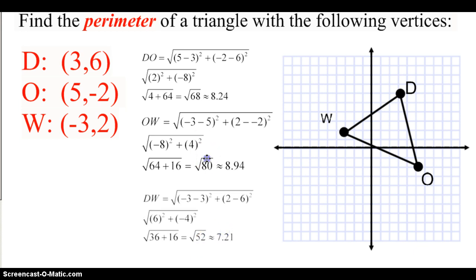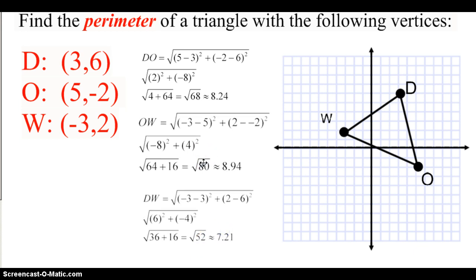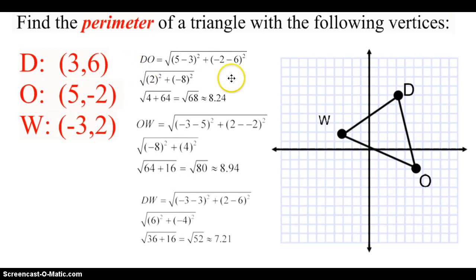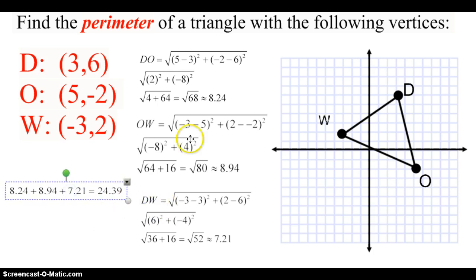So now that I have my 3 distances, and please guys, if this was a test or quiz, you've got to realize that this has got to be a 4 or 5 point problem. So it's not a problem that you want to just ignore and skip because it seems like a lot of work. I'm going to give a point for this distance, a point for this distance, a point for this one, and then your final answer, since it's perimeter, is adding them all up together. So 8.24, 8.94, and 7.21 added together is 24.39.